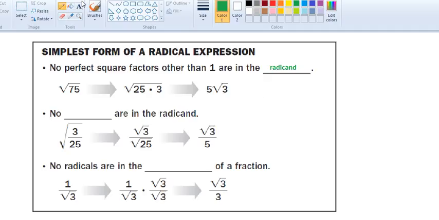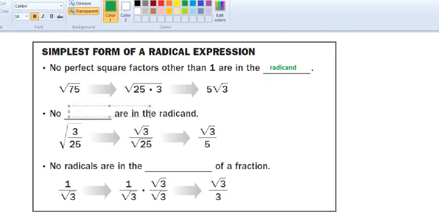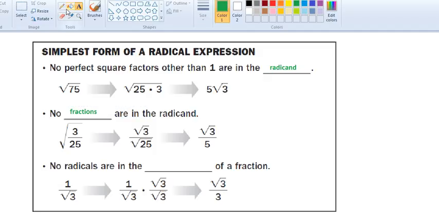Now, another rule we have is we can have no fractions in the radicand. So right here, that's not okay. That's not good. We got to do something different with that. And we're going to split this up by going, well, I'm going to pull out that square root of 3, put it on top, put square root of 25 on the bottom. And this one simplifies nicely to square root of 3 over a positive 5. This is okay because there's no radical in the bottom, or in the denominator. So this is all good.